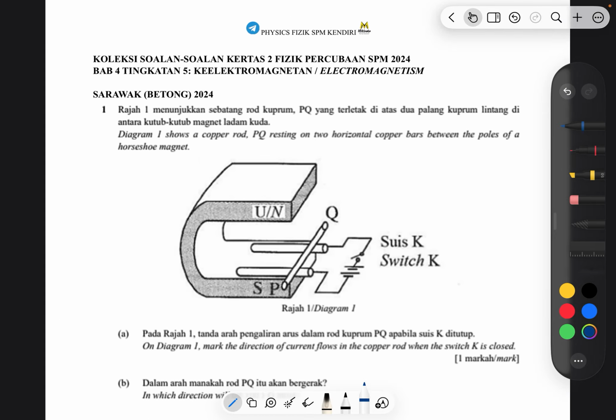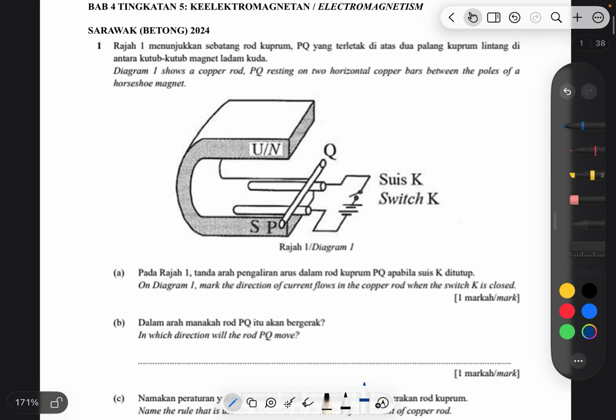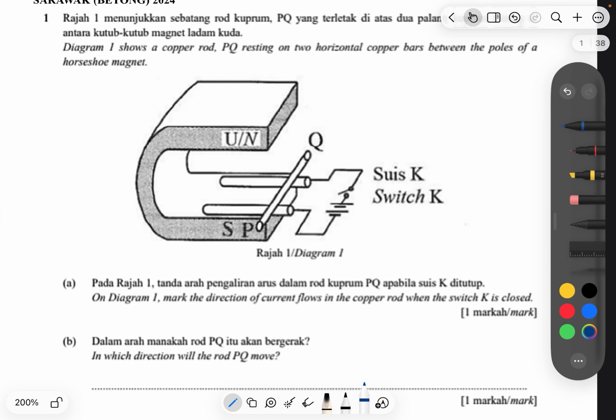Okay, so I will be doing Form 5 Chapter 4 because I skipped the lesson when my teacher was teaching, and I'm somewhat confused by this chapter, so hopefully as I progress in this series, I'll be able to understand.